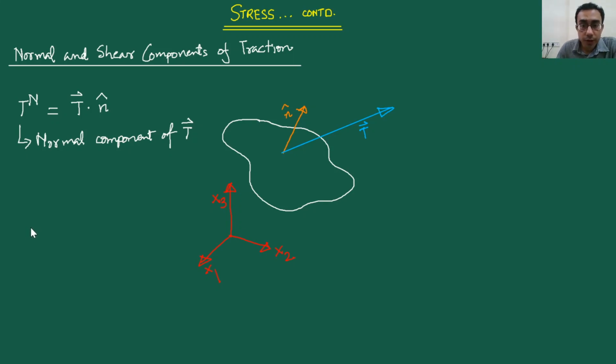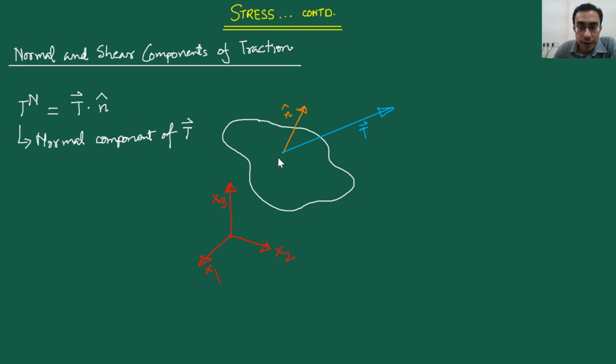So what about the shear component? Now the moment we say shear, our visual understanding will tell us that it must be some component of the traction vector which is grazing along this surface, which is lying along this surface. It's like grazing along that surface, okay, shearing along that surface. Now if this is the unit outward normal, then this traction vector has a unique component along this direction, which is represented by this T superscript capital N.